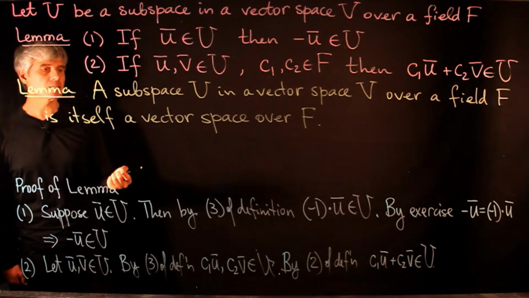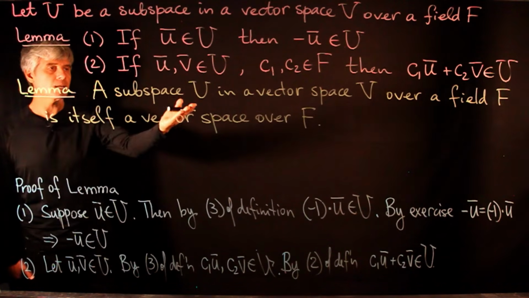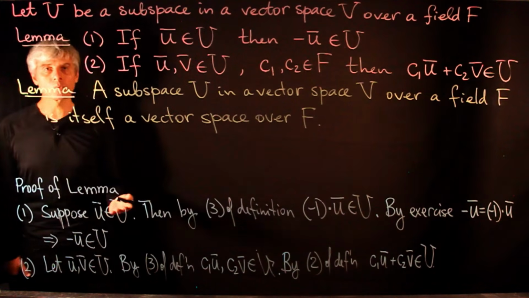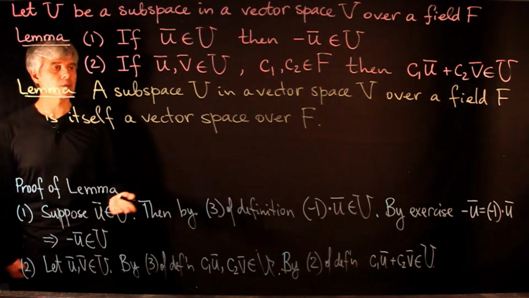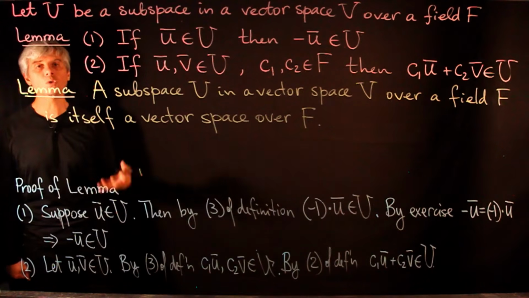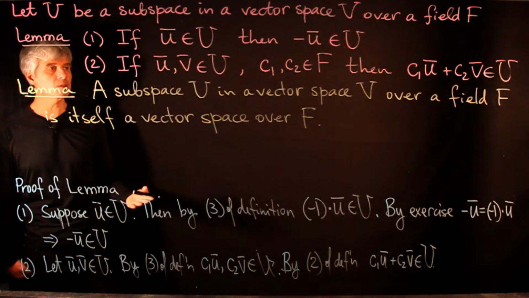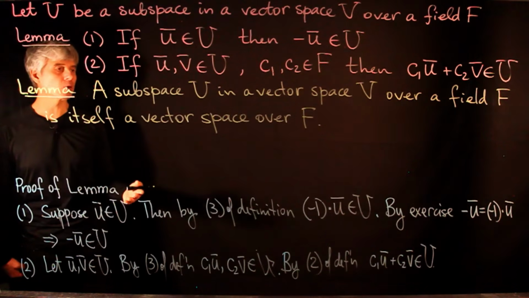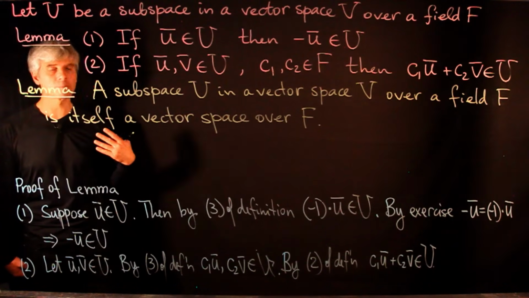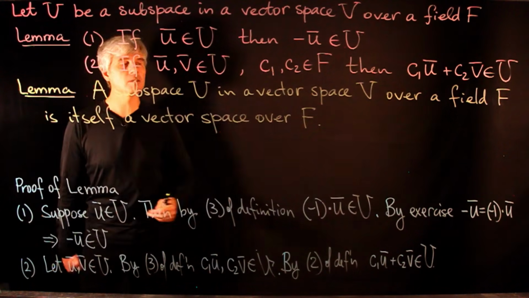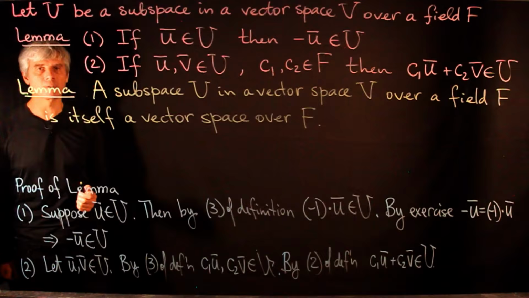So this means that to see that a subspace is a vector space, we only need to make sure that the subset is closed under the operations of a vector space. And then all the 8 axioms of a vector space will come for free, because they are just inherited from the parent vector space V.